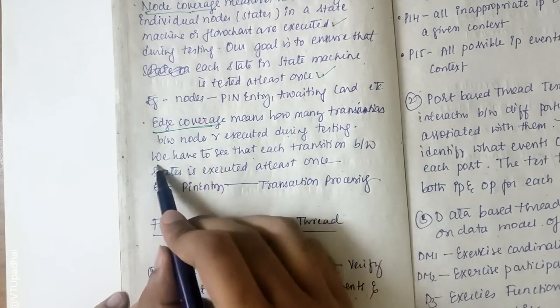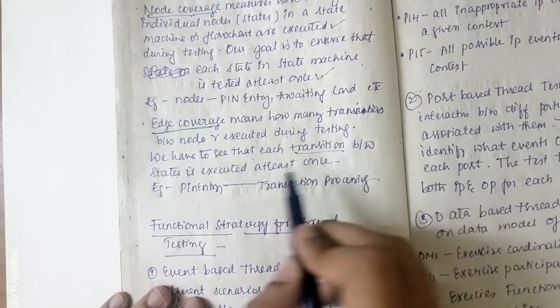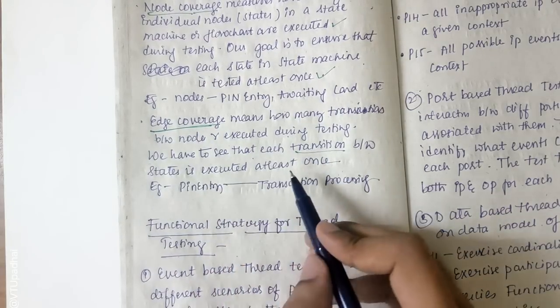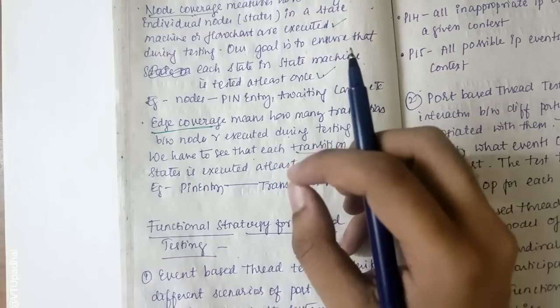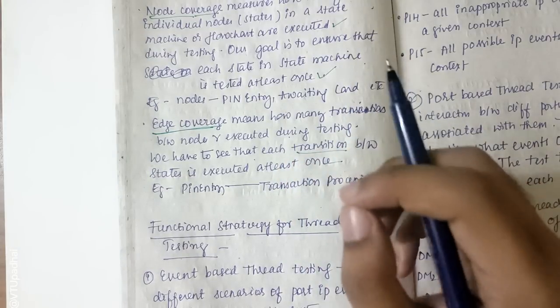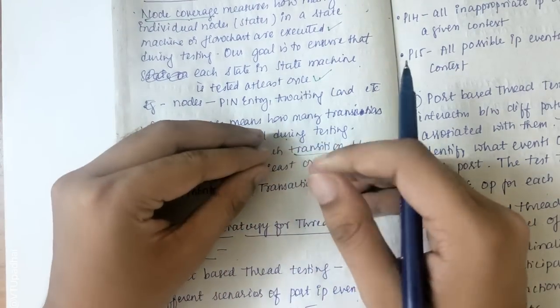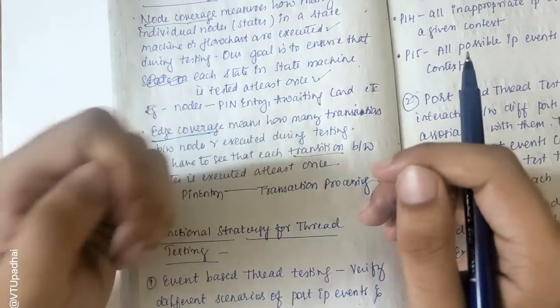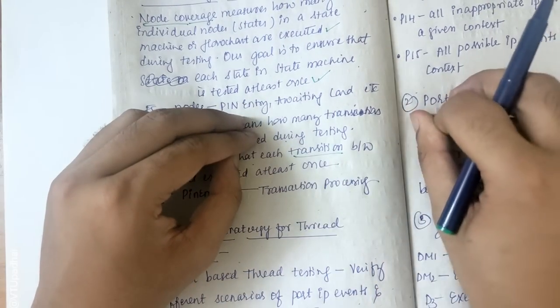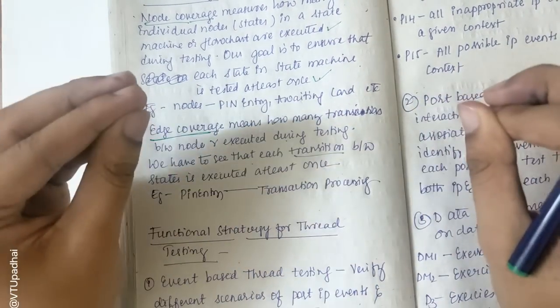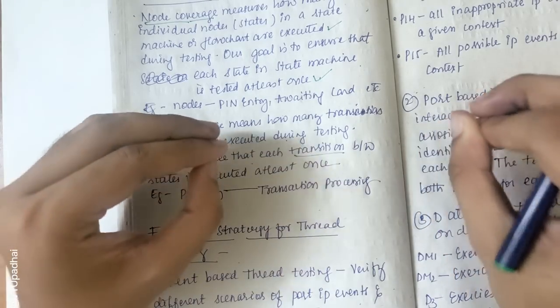Yeah, that's what I told. We have to see that each transaction between the states is executed at least once. So not just the nodes, even the transactions should happen at least once. So if I consider a node that is to enter the ATM card, that is one node, and then entering the pin is a second node. So these two nodes have made sure that they are tested at least once.